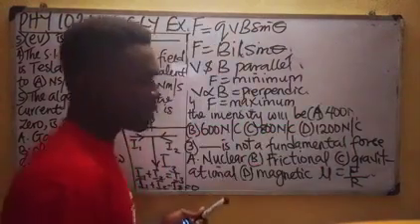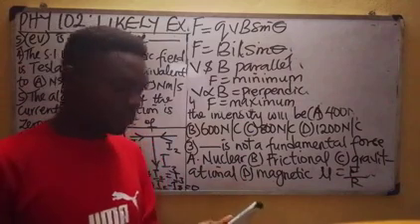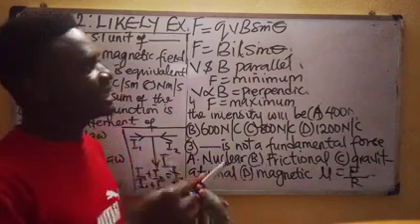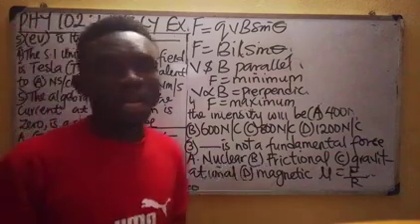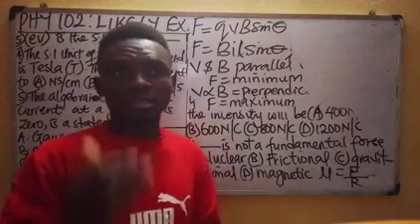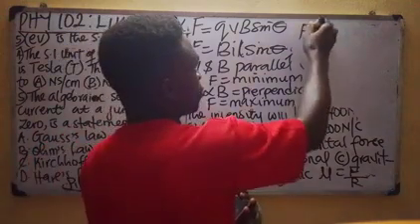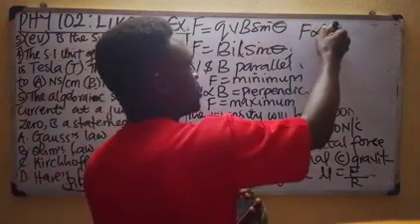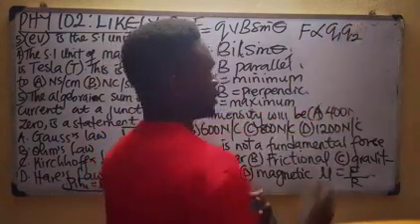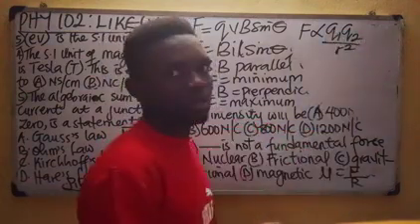like charges repel and unlike charges attract. It also states that the force of attraction or repulsion between two charges is directly proportional to the product of the charges, and inversely proportional to the square of the distance that separates them apart.